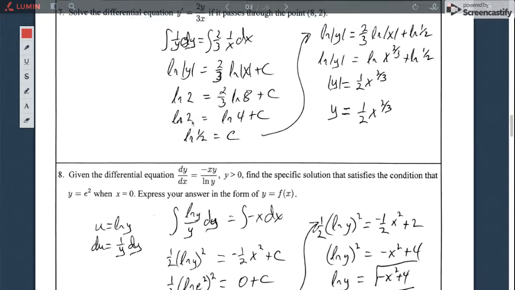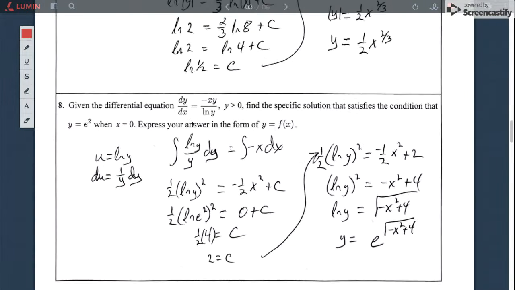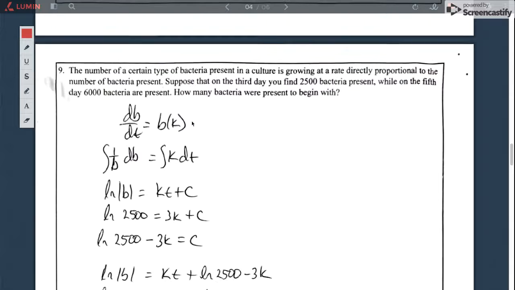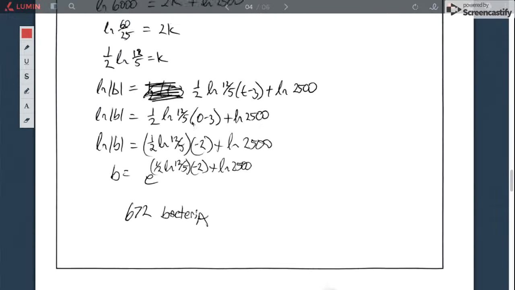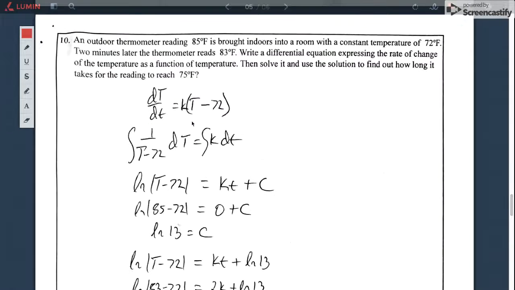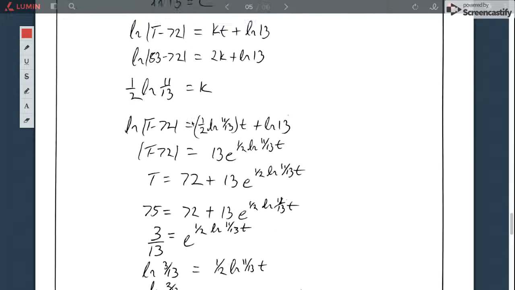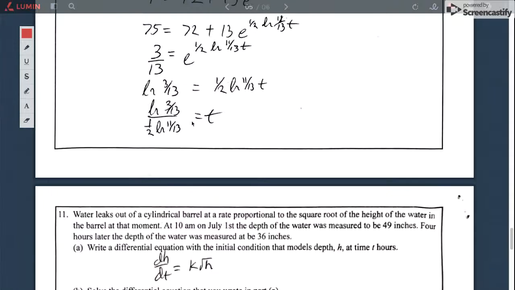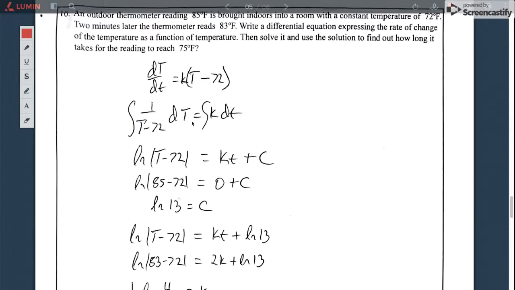All right, we did 7 in class for sure. We did 8 in class for sure. 9 we did in class. 10. I don't think we did 10, and it doesn't look like I finished it up.